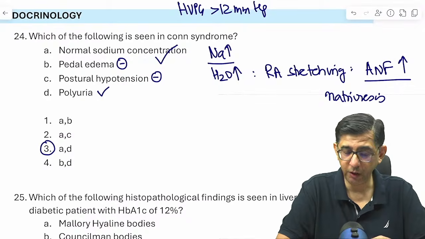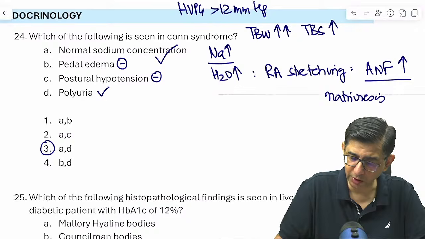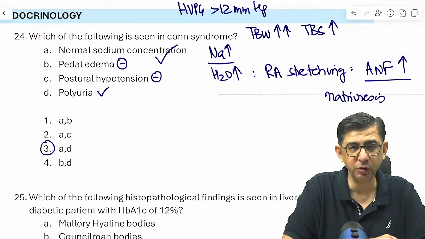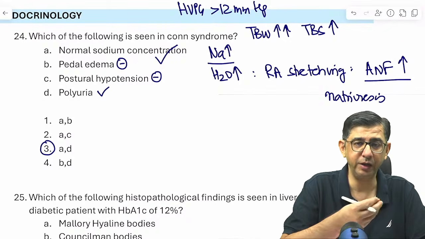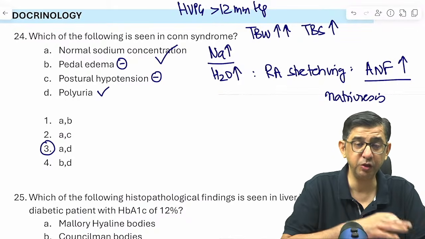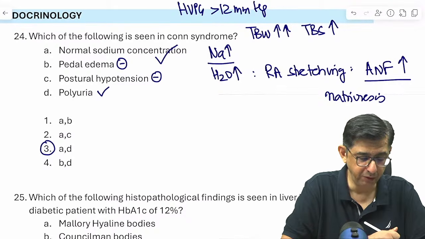No. In Conn syndrome, total body water and total body salt both are more. I have put 2 arrows and 1 arrow to say water is disproportionate to salt, but don't be under the impression that salt in the body is less. Salt in the body is more. It is the concentration which is a false value. It's a maths value, mathematics coming into picture, which is why the manifestations are there.